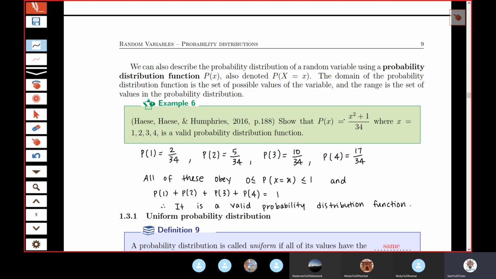This is just a function, and anything could be a function, right? You could have said p of x is equal to x squared. But that one doesn't make sense because when it's at 1, you already have 1. But when it's at 2, you get 2 squared, which is 4. So it fails the fact that it has to be between 0 and 1, and it fails because 1 plus 4 is already 5, and that can't add up to 1. So this would never be a probability distribution function for 1, 2, 3, 4. It could be for smaller numbers, but it won't be for 1, 2, 3, 4.